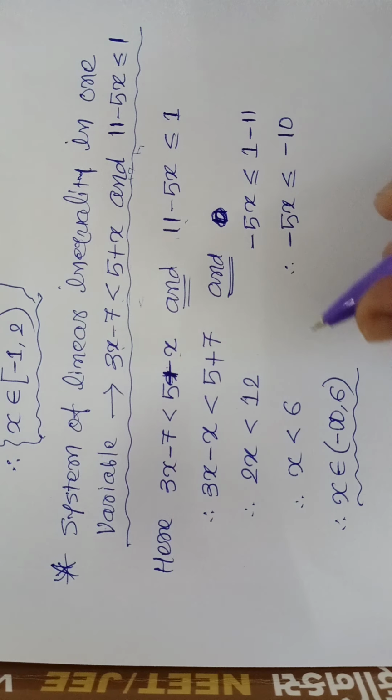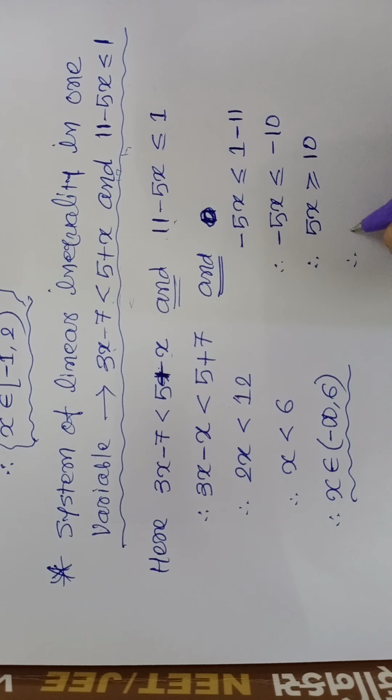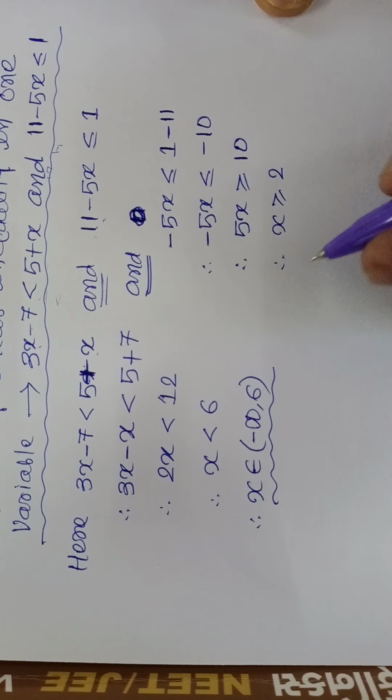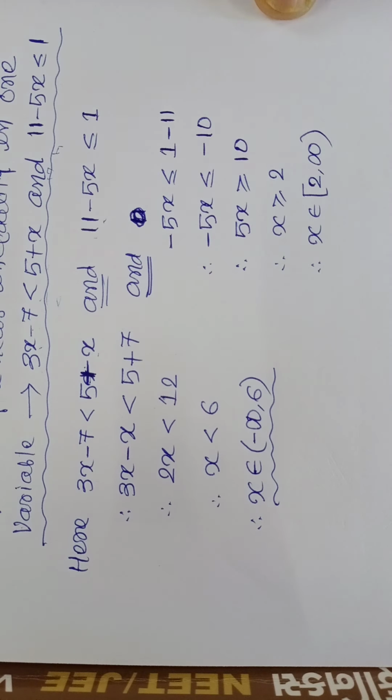And now remove the negative sign. You know that when we remove the negative sign, 5x can be written as greater than or equal to 10. I think now you know it very well. And therefore what about x? x is greater than or equal to 2, my friend. It means that x lies in the closed-open interval from 2 to infinity.